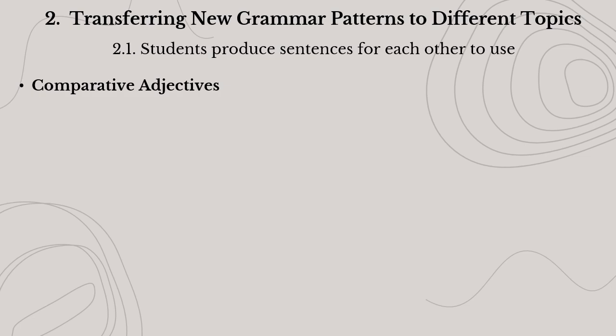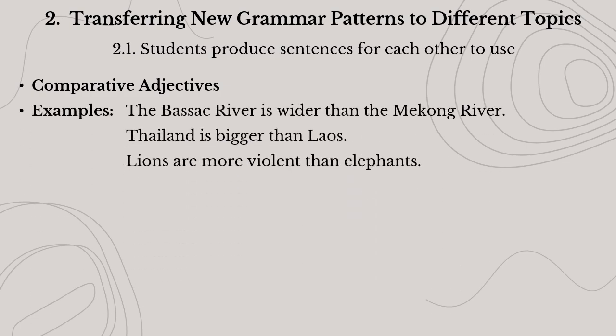So one group writes down these sentences. Okay, the Basak River is wider than the Mekong River. Thailand is bigger than Laos. Lions are more violent than elephants. You ask groups to exchange their sentences. So from here, you can do many things.